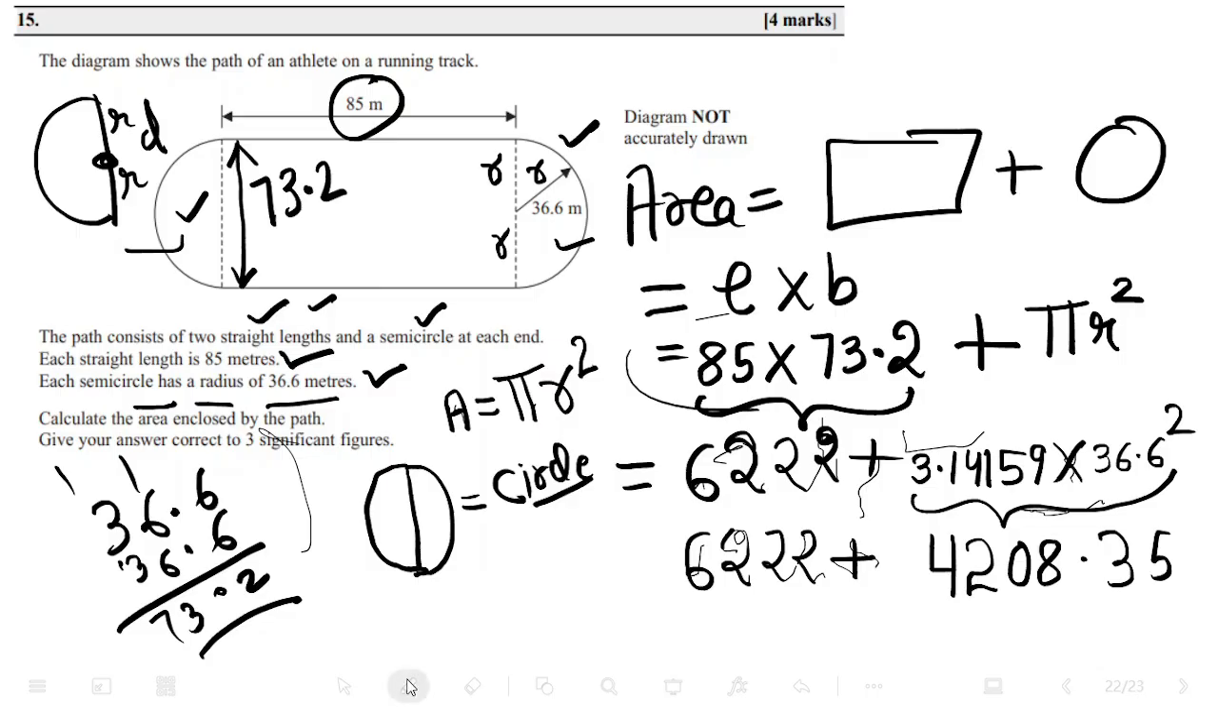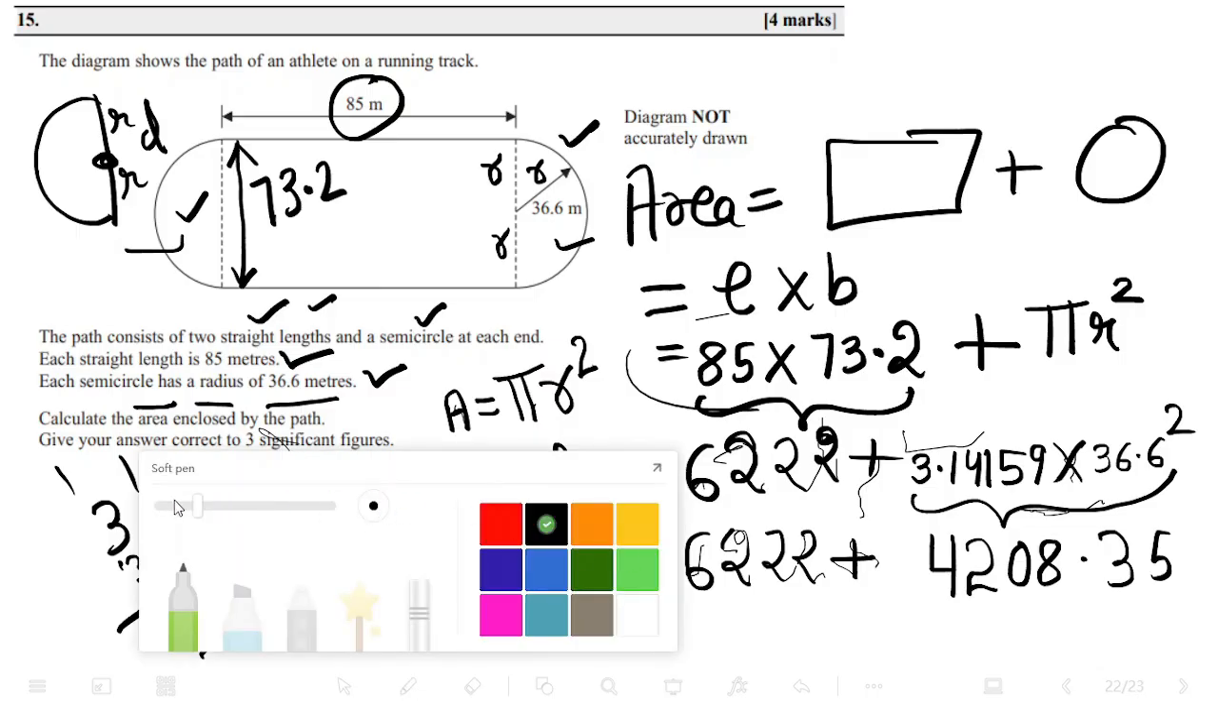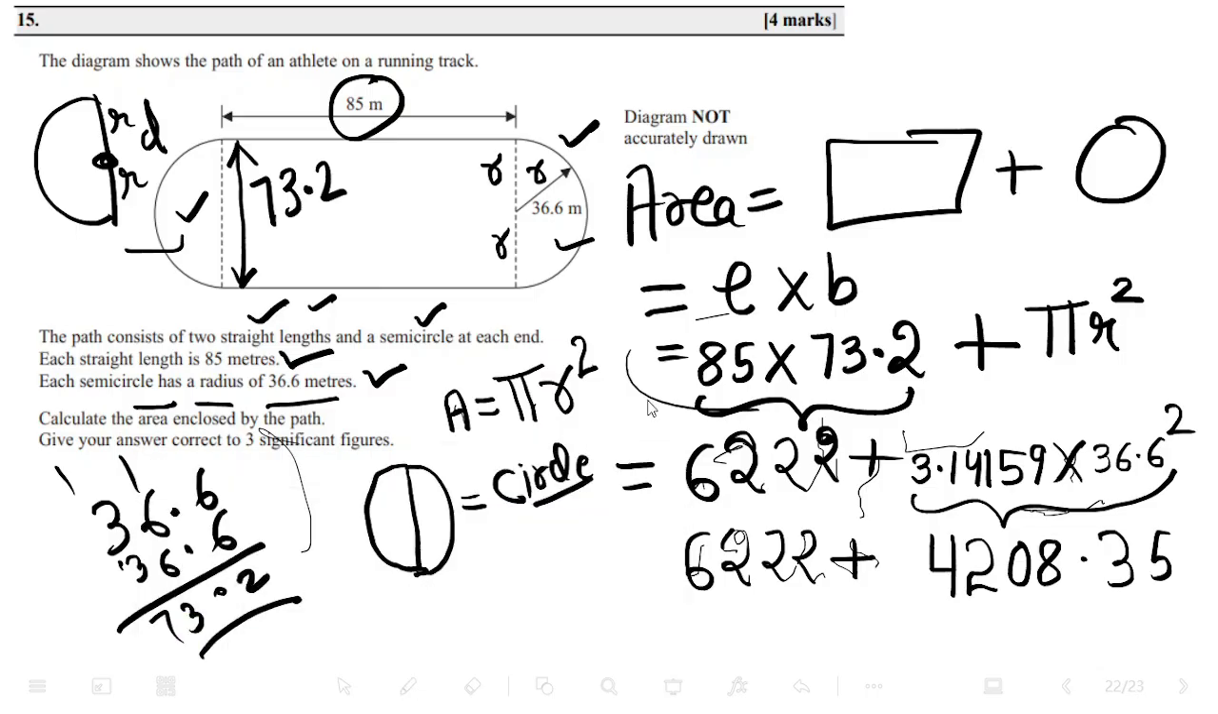So I have to do 6,222 plus 4,208.35. So we have to simply add. Okay, so I'm going to add them in my head. Let me do it. I'm doing it all in my head.